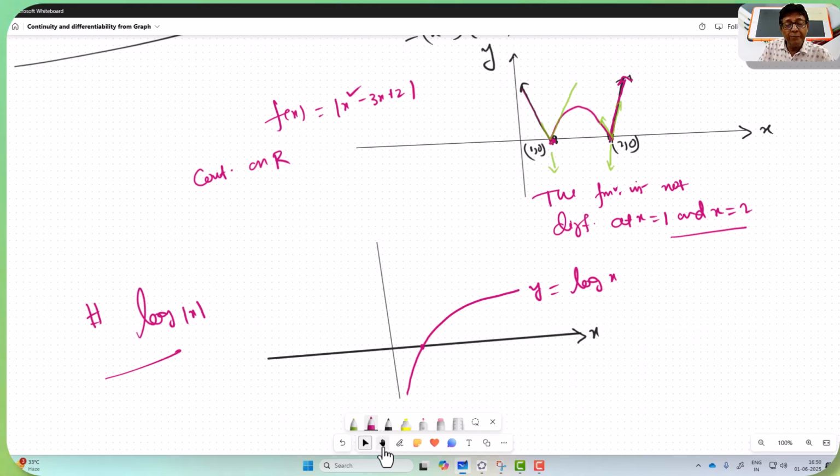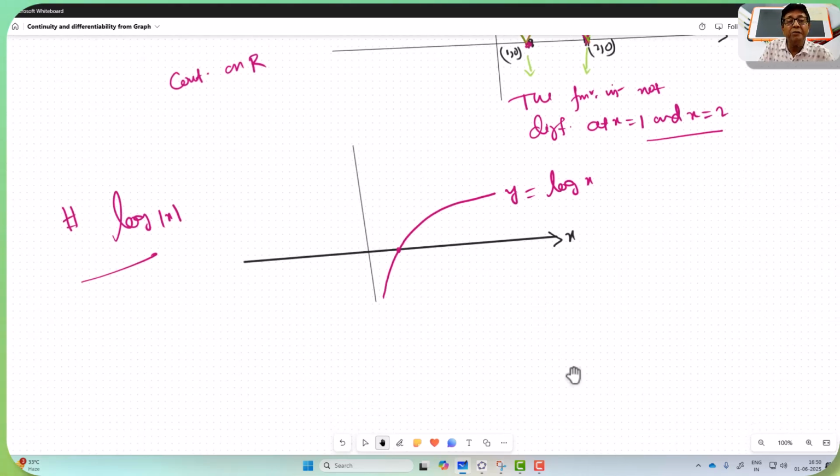Log of mod x graph, I'll just remind you, if any portion is there on the left side of the y-axis, you need to remove it. But there is no portion, luckily, on the left side of origin. So we'll be just taking the mirror image about the y-axis. So this point is (1, 0). This is (-1, 0). And the graph is not continuous at x equal to 0.